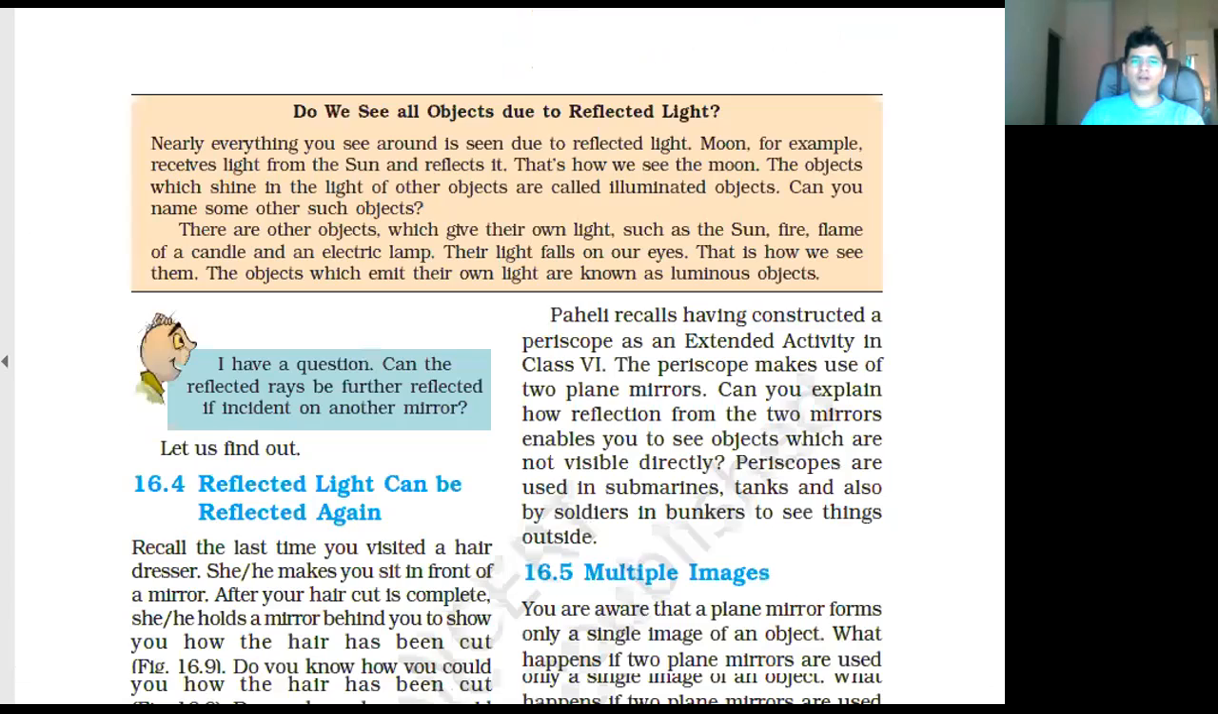Now, when you talk about the objects that we see in your room, or when you read the newspaper, is it mostly due to regular reflection or irregular diffuse reflection? Tell me. Most of the objects that we see are because of regular or diffused reflection?